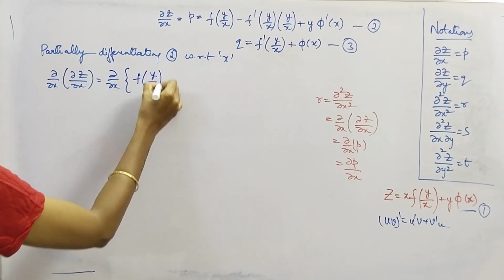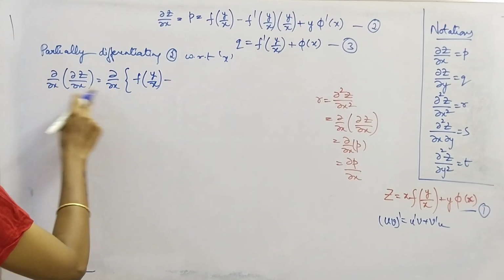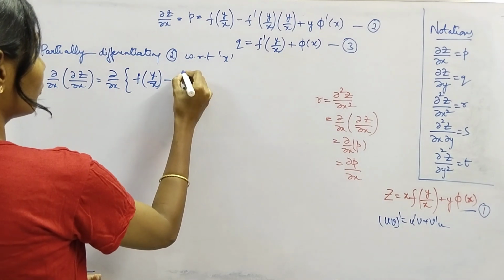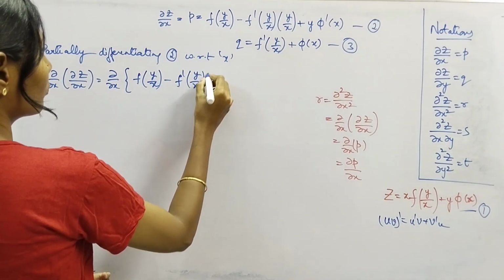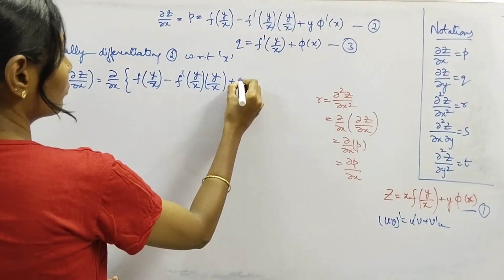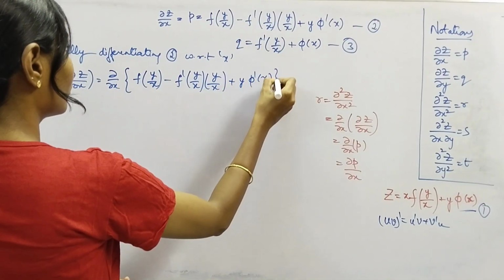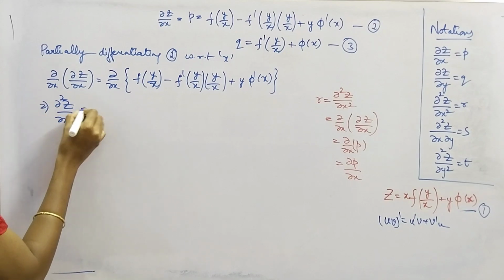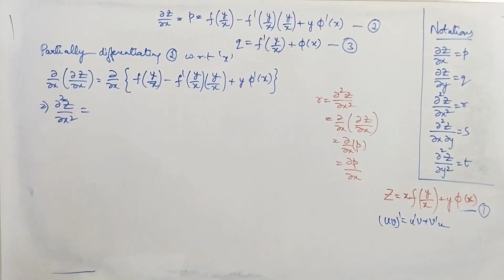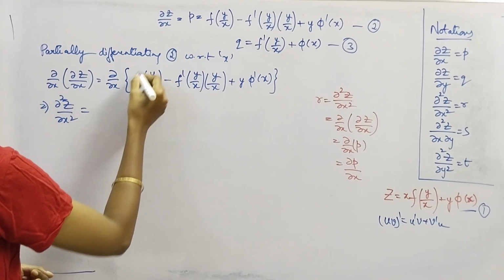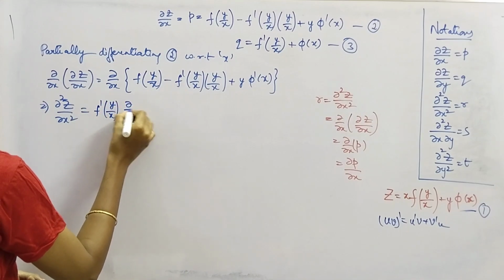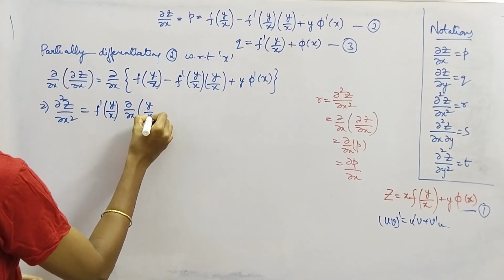In order to solve the problem without error, I'll just apply ∂/∂x on both sides of the equation. Now this gives us ∂²z/∂x² equal to, here we are partially differentiating with respect to x, so we'll treat y as constant. We have to keep that in mind. Now the partial derivative of f(y/x) is f'(y/x) into the inner derivative ∂/∂x of y/x.